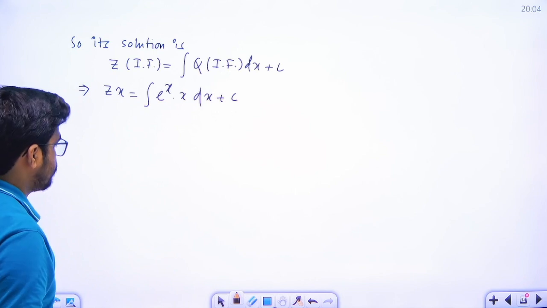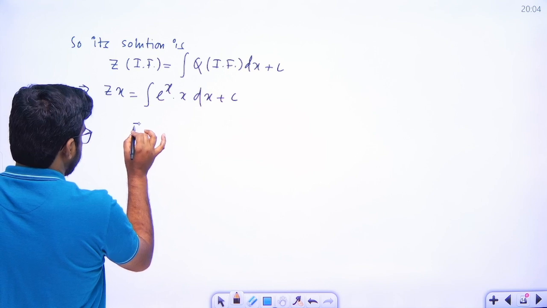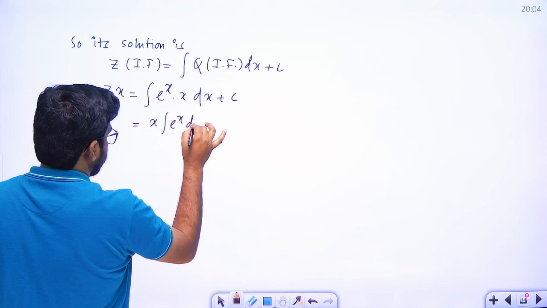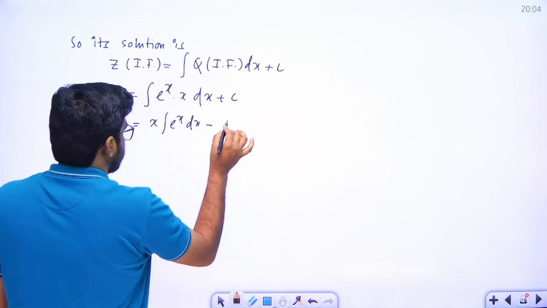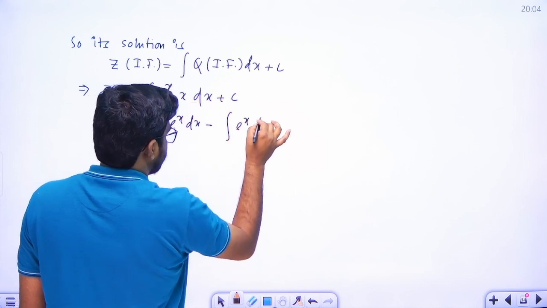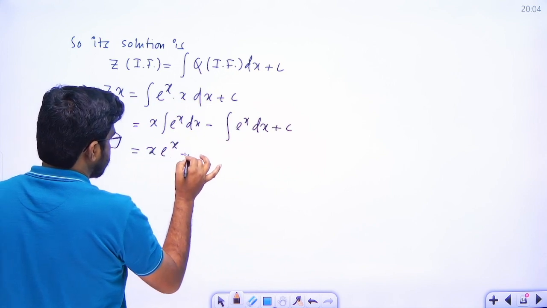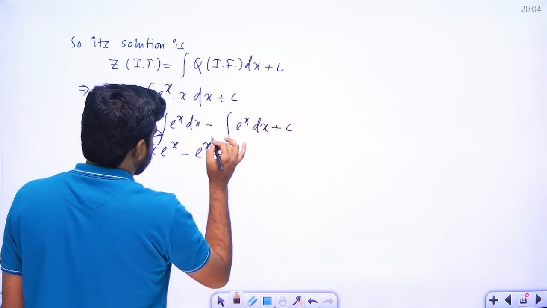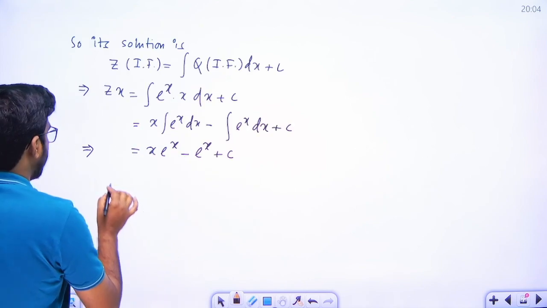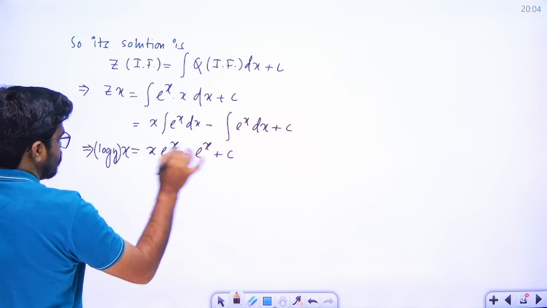Okay, so now integrate this. First function times integration of second, minus integration of d dx of first, that is 1, times integration of second, that is e to the power x dx, plus c. So that is x e to the power x minus e to the power x plus c. Okay? So what is z? z is log y. So that is log y into x equals this.